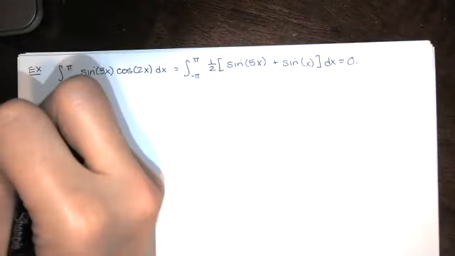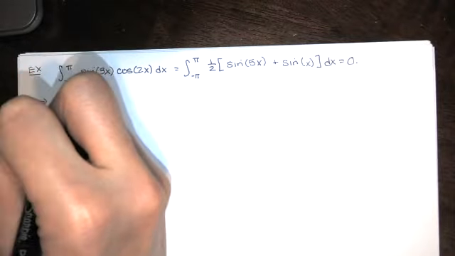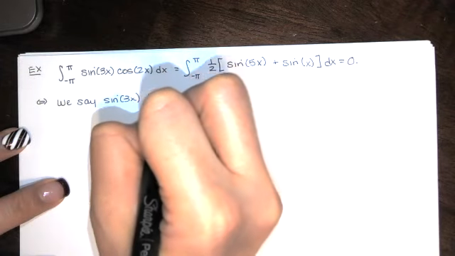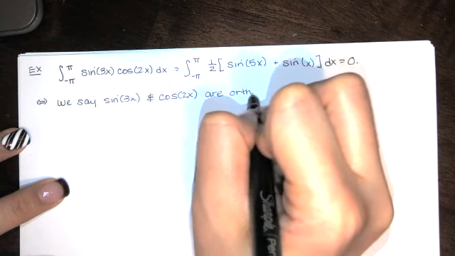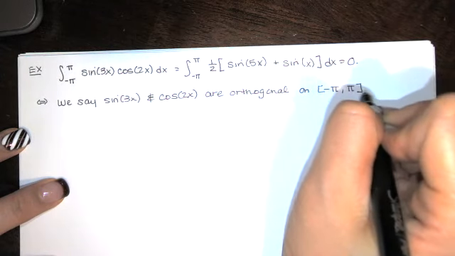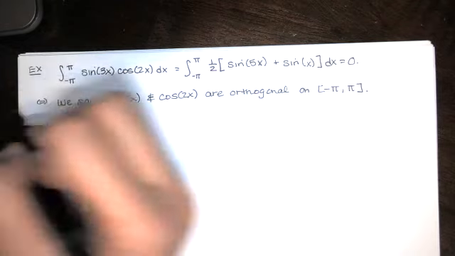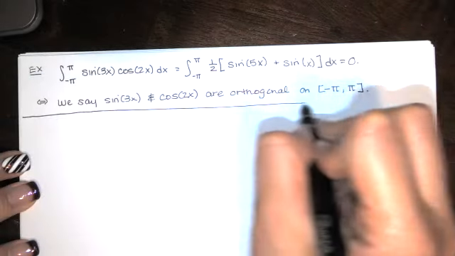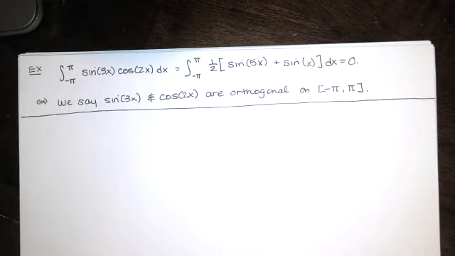But since that's true, we can say that sine of 3x and cosine of 2x are orthogonal to each other on the interval from negative pi to pi. Okay, so now we know about orthogonality and we know about symmetric operators. So that is enough for us to introduce the definition of an eigenvalue problem.